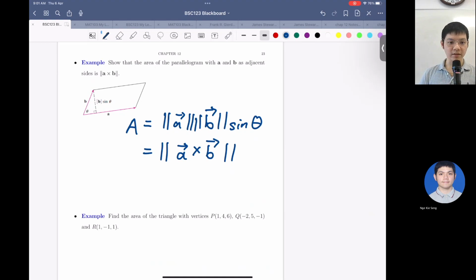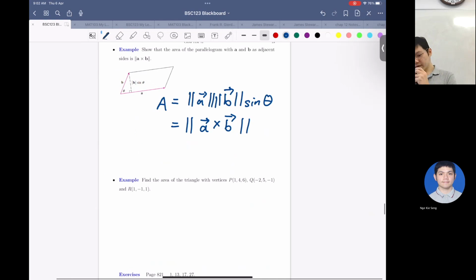Another thing is this triangle. One thing I still want to advise you: don't try to memorize things in mathematics. This won't help you.